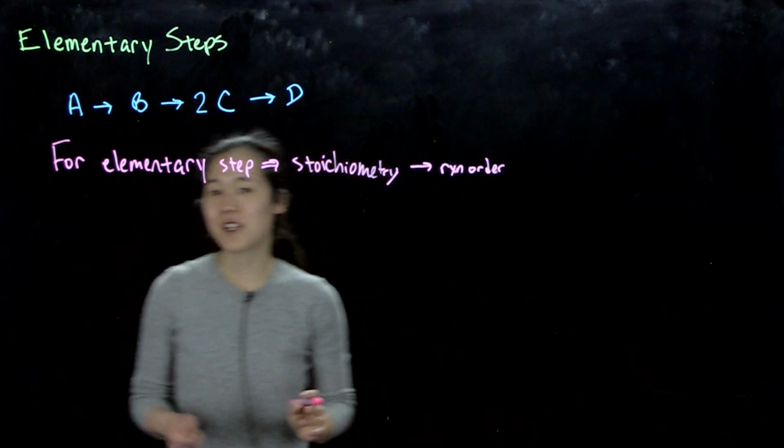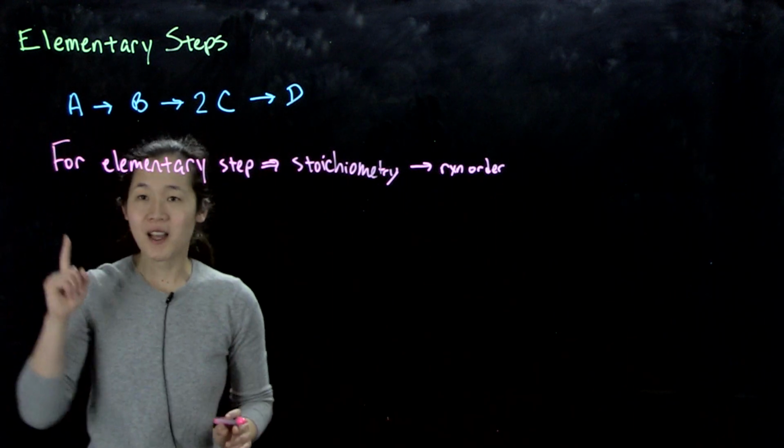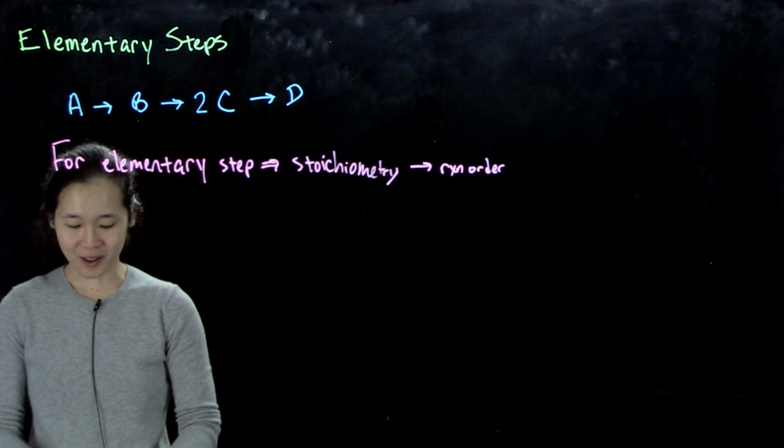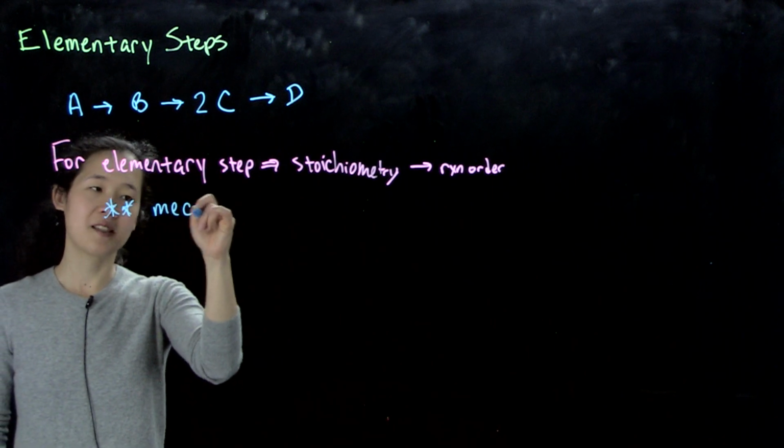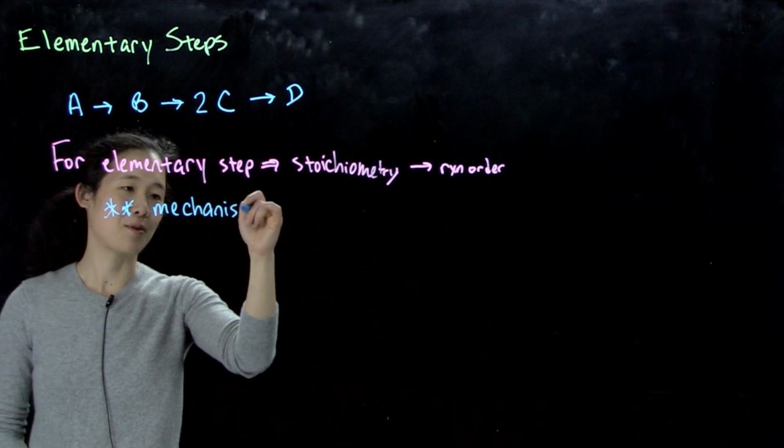So obviously, your mechanism would have to be correct, right? A mechanism, okay, this is kind of dogma: mechanisms can't be proven, only disproven.